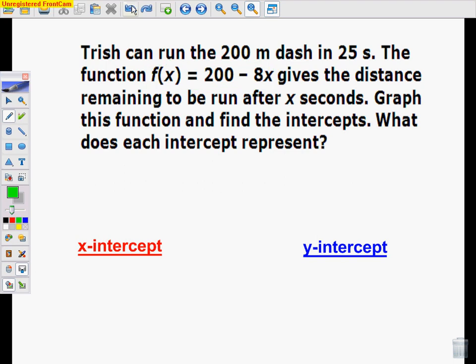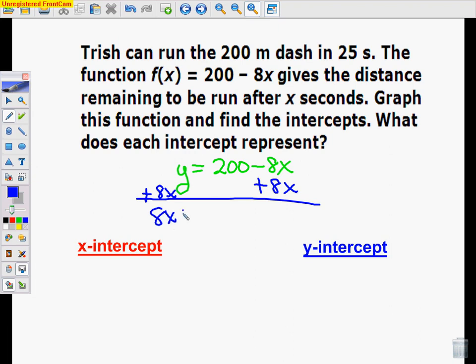Now this problem is not really that different from problems that we've had in the past from this lesson. The only thing that we see differently is that we have this f of x there. But we know that f of x is the same thing as y. So this is the same thing as y equals 200 minus 8x. If I was to put that in standard form, which you don't have to, but sometimes it's a little easier to work with, you could just add 8x to both sides. You get 8x plus y equals 200.